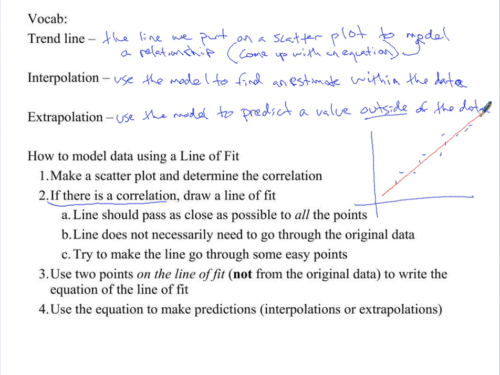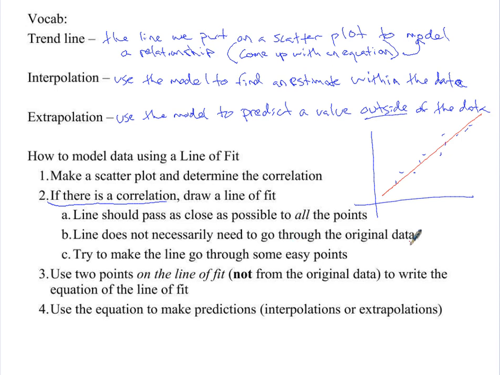That line right there is called a trend line. That's this line right here. The line we put on a scatter plot to model a relationship. So I'm saying that this trend line right here kind of matches up with the data that I put on all those dots. Okay? Now, the line should pass as close as possible to all the points. Does my line kind of look like it passes close to all those points? Kind of, yeah. The line does not necessarily need to go through the original data.